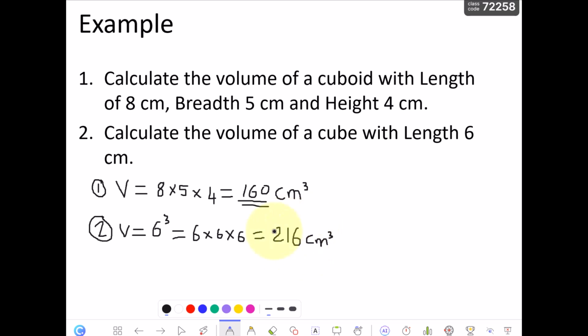So this is all for today's lesson, just the volume of cube and cuboid. It's a very simple thing. Just know your formula, know the substitution of the values given in the question in the formula, and you are okay. So that is that.